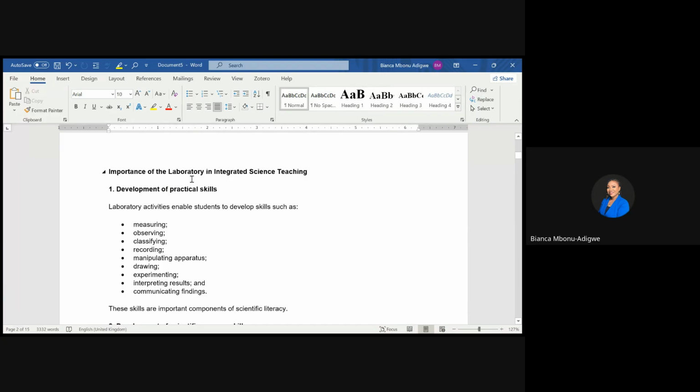Why is the laboratory important in integrated science teaching? Why is the lab important in science teaching generally? Very simple. It helps you to develop practical skills. But before I go further, could someone unmute yourself and tell me why you think the laboratory is important in integrated science teaching? I've already mentioned one. It helps us to develop practical skills. It is on your screen. I want more examples from you all.